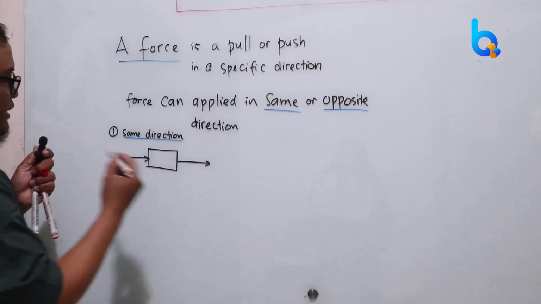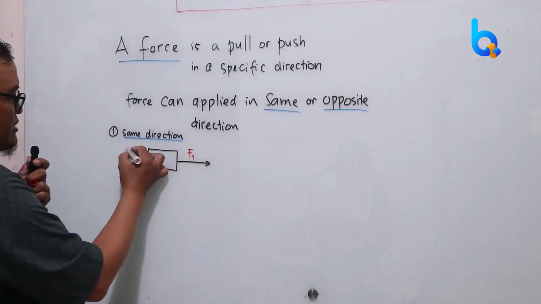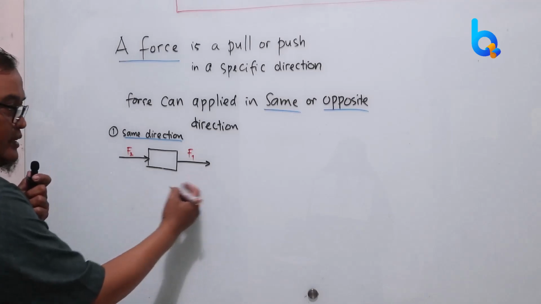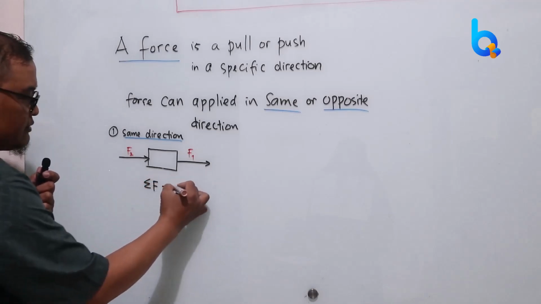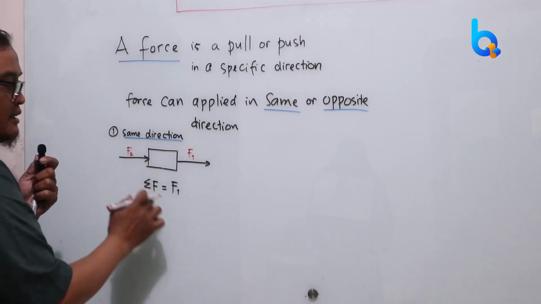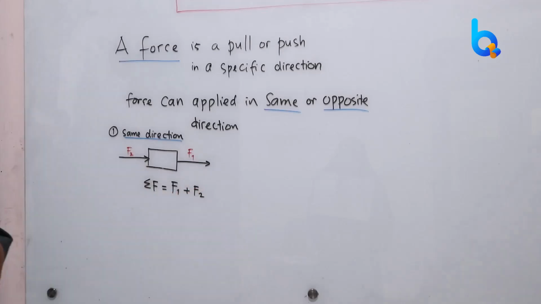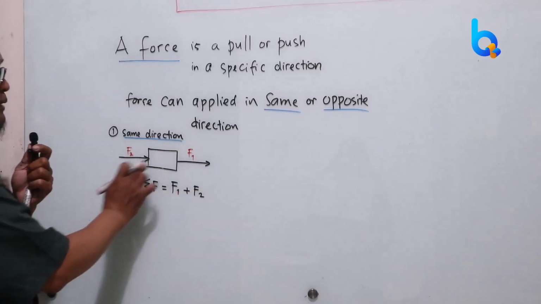We can label this F1 and this F2. So in total, sigma F equals F1 plus F2 because they are in the same direction. So the force becomes bigger when applied in the same direction.